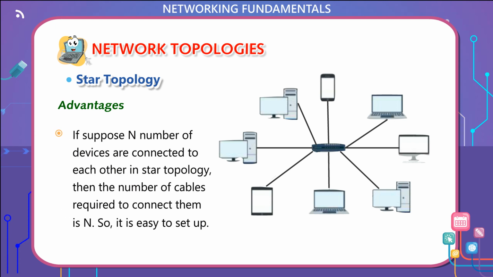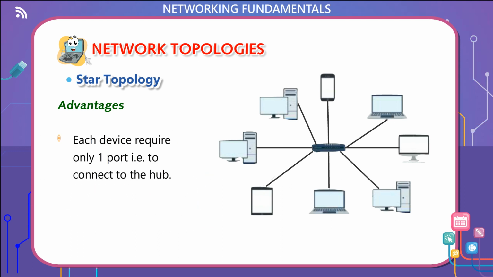Advantages. If n number of devices are connected to each other in star topology, then the number of cables required to connect them is n. So it is easy to set up. Each device requires only one port, that is, to connect to the hub.